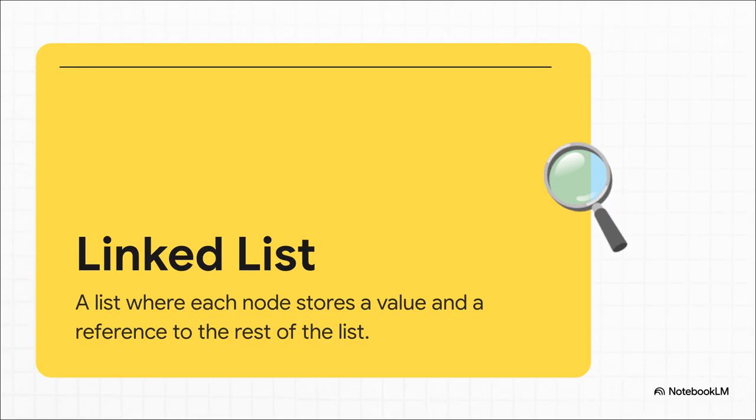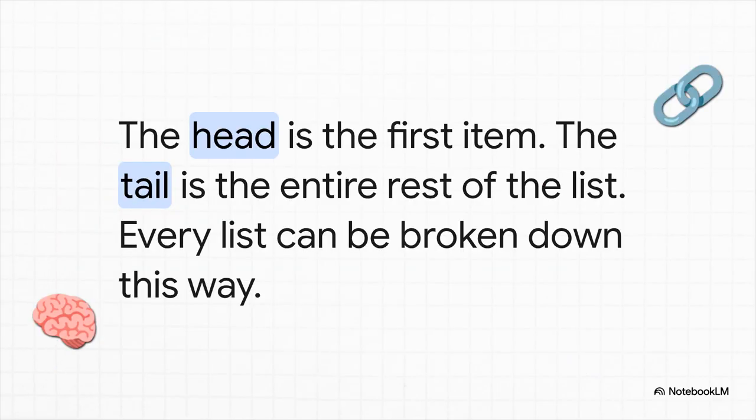The best way to picture it is like a chain. Every single link in that chain holds its own value, sure, but it's also physically connected to the next link. So it's not just a random collection of items, it's a sequence where each piece knows about all the pieces that come after it.